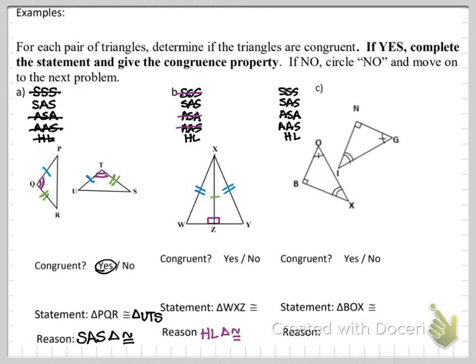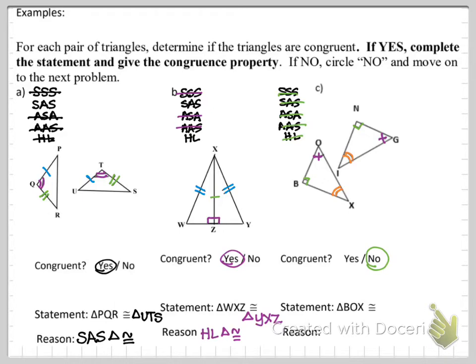And then follow your order. So WXZ, so blue, green, purple. So triangle, so blue, green, purple. It's going to be YXZ. And my reason would be yes. Just see if you can do the next one.